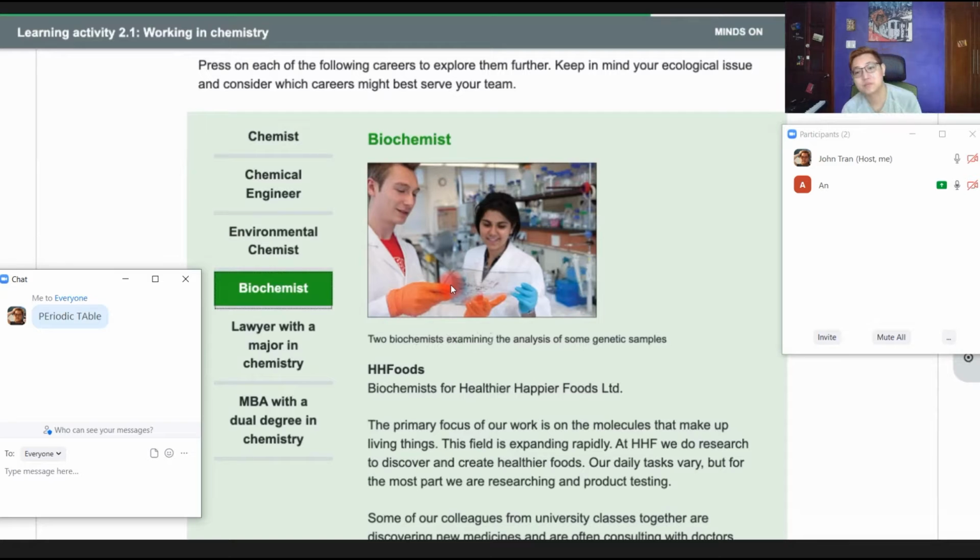Two biochemists examining the analysis of some genetic samples.